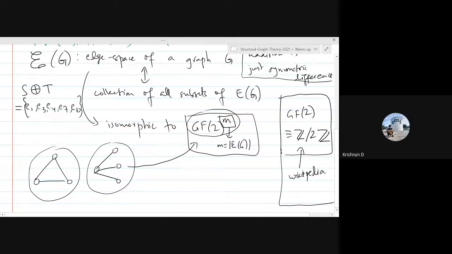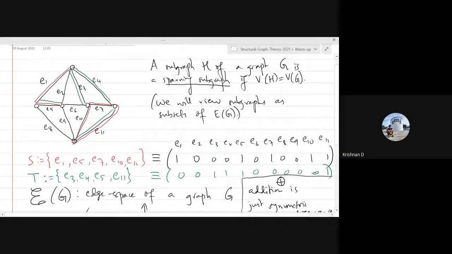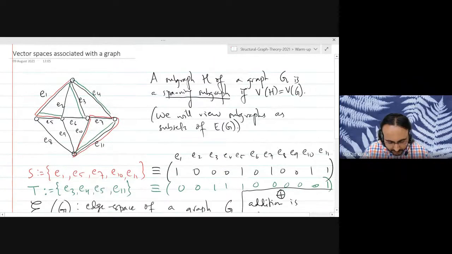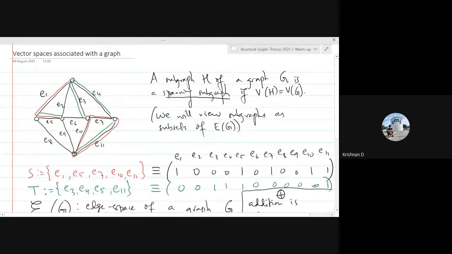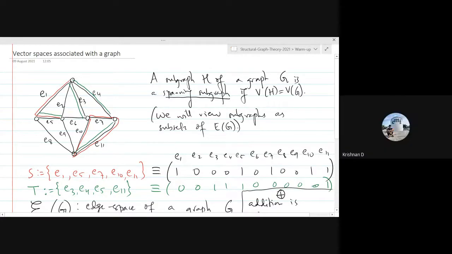Sir, can you show the previous page now? Yeah, here. You mean the previous pages in the Eulerian circuit stuff? No, this one only. Okay, sure.